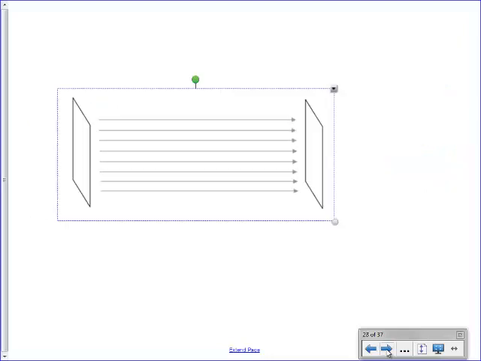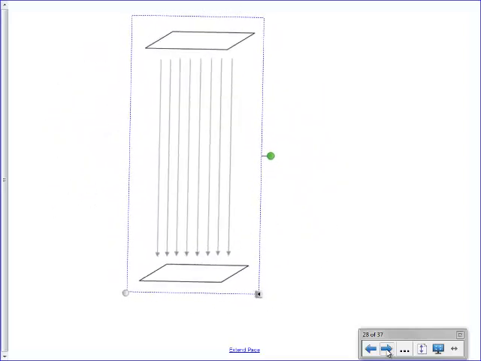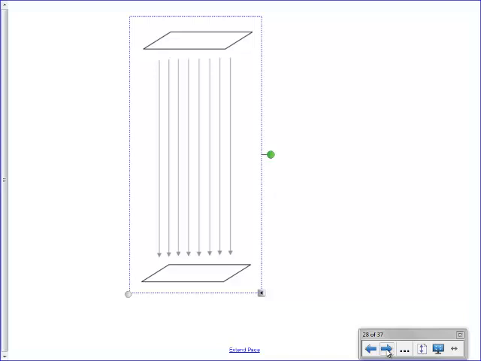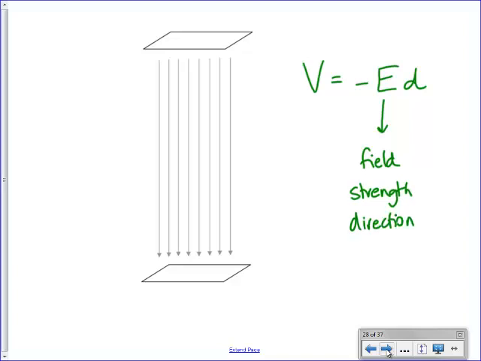So again, I'd like to go back to this gravitational analogy and just remind you about what voltage really means. Voltage, we're saying, is negative E times D. And this E is my field. And again, my field has a strength and it has a direction. And it also has a shape, but in this case, the shape is a uniform one. And then here I've got a distance.